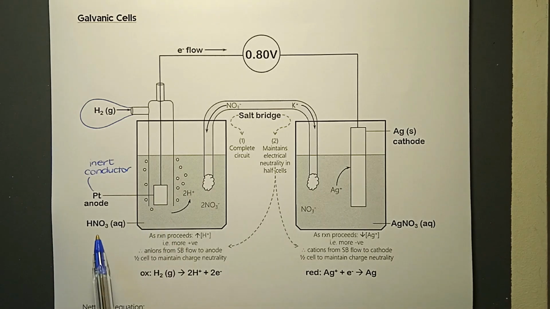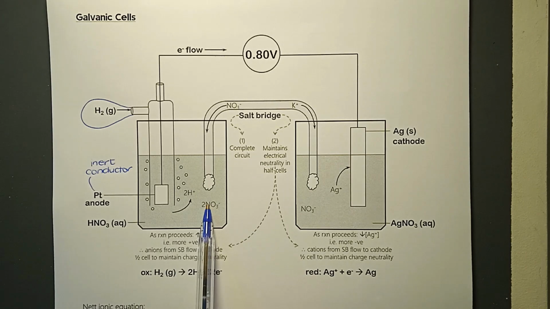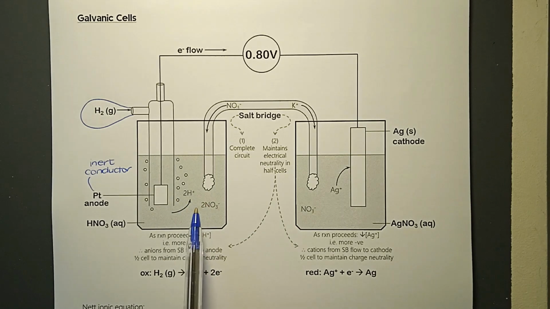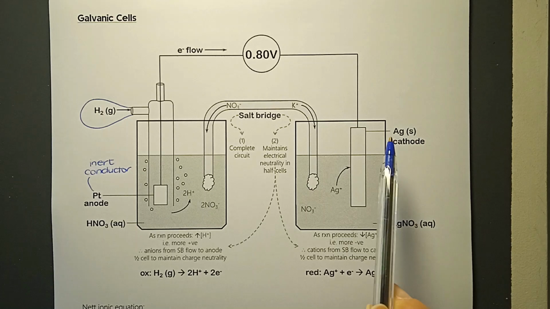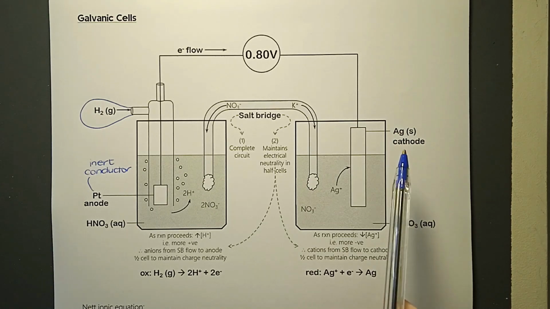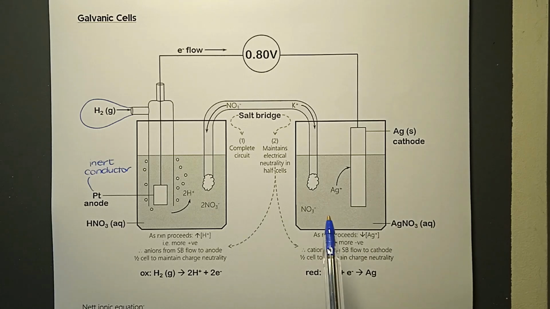In the solution here we've got nitric acid, which means we've got hydrogen ions and nitrate ions present in solution. Don't worry about the balancing of that for now, that's just part of the balanced equation. On the other side, we've got the silver cathode. Even if they hadn't told us which is the cathode and which is the anode, we would have been able to figure that out. And we've got a silver nitrate solution, so there are silver ions and nitrate ions present.